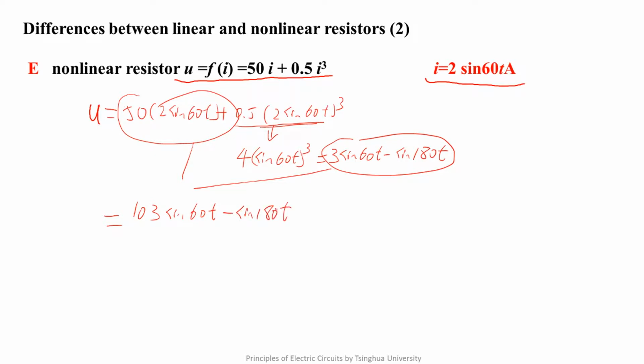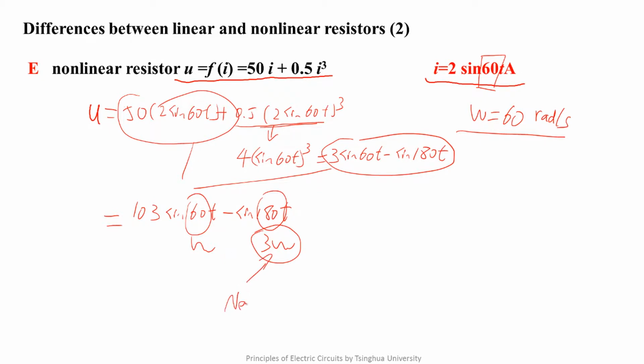Did you find our excitation is a sine excitation with angular frequency omega being equal to 60 radians per second? But in the response, besides this omega, there is also a 3 omega. This means that in the nonlinear resistor circuits, there are new frequencies. This may be a good thing or a bad thing.